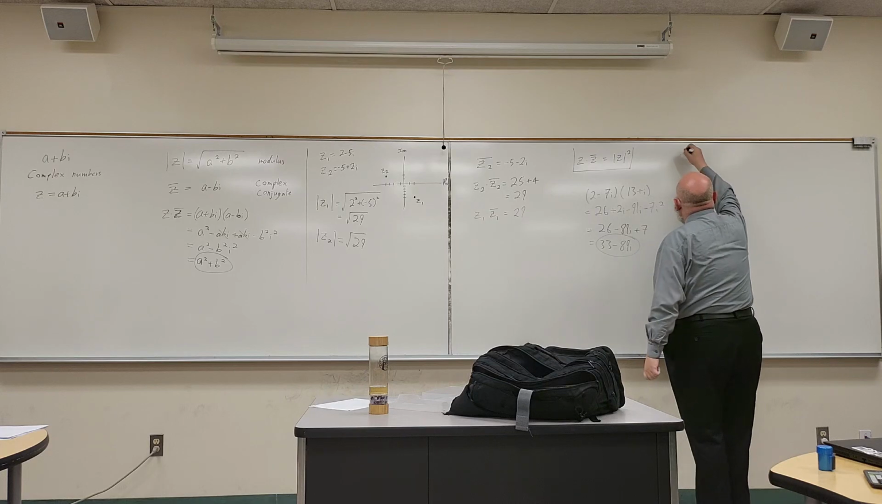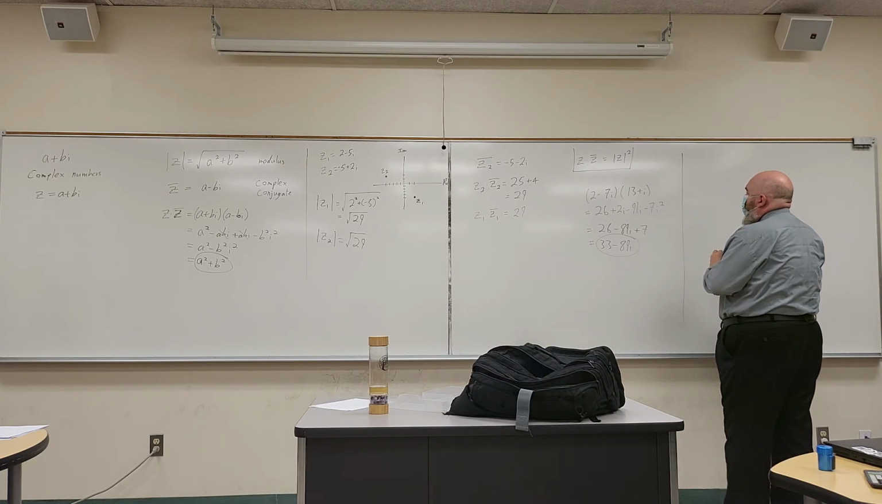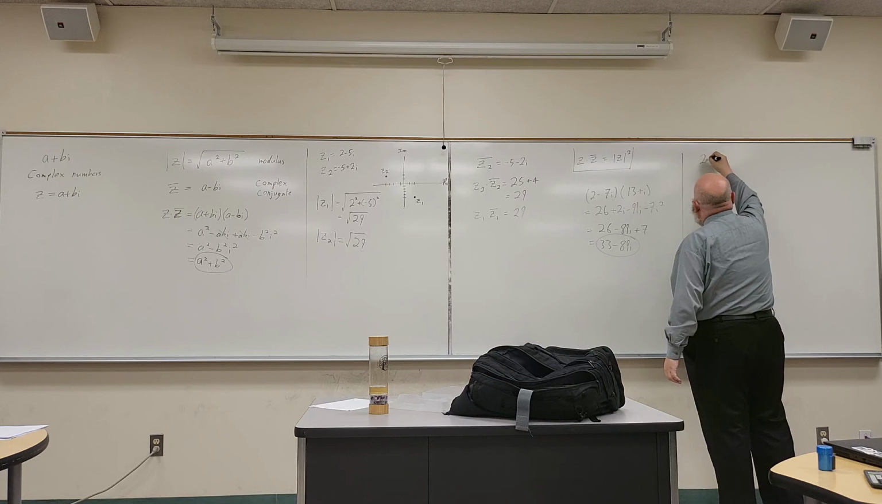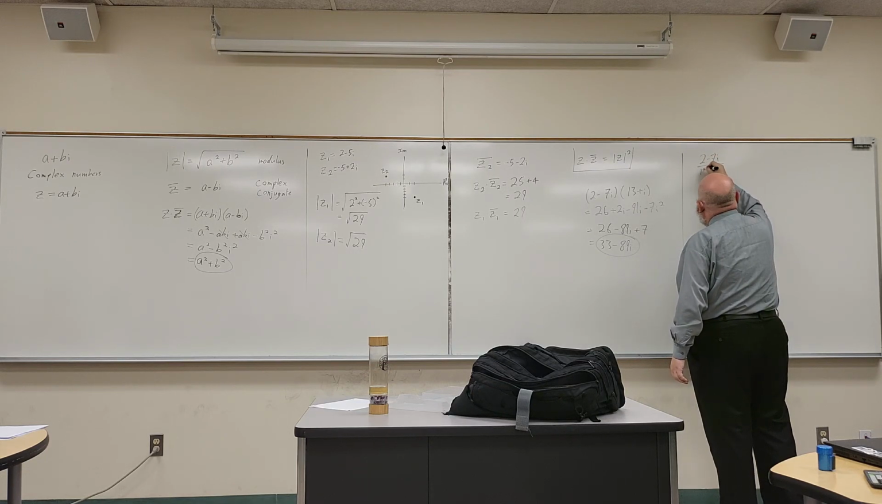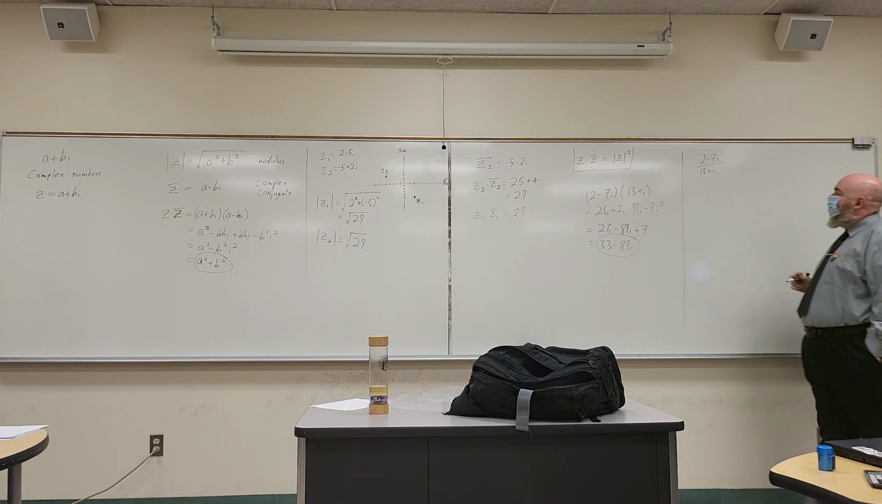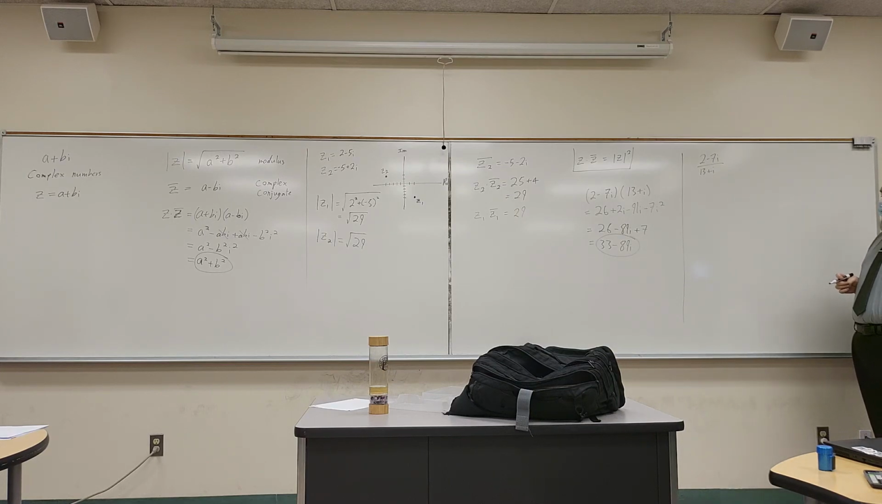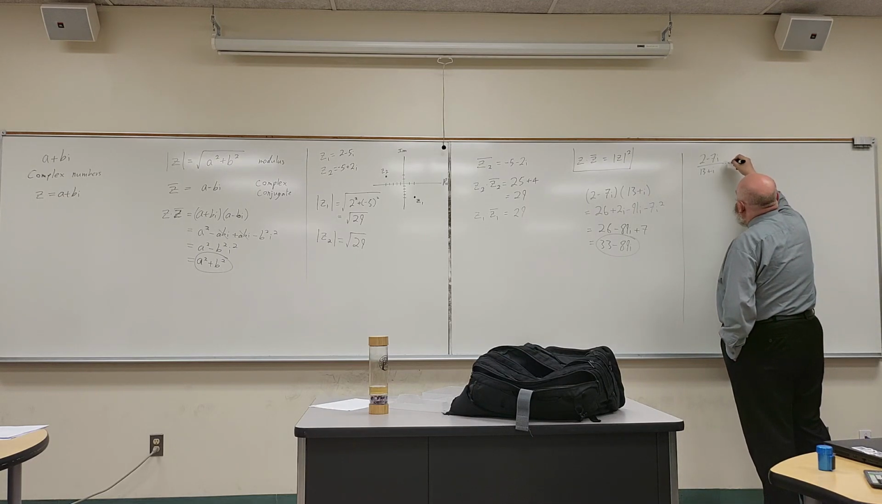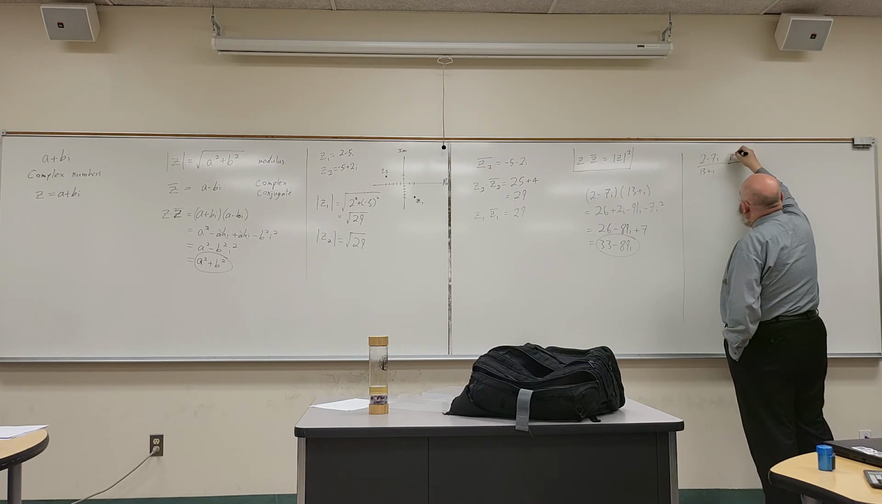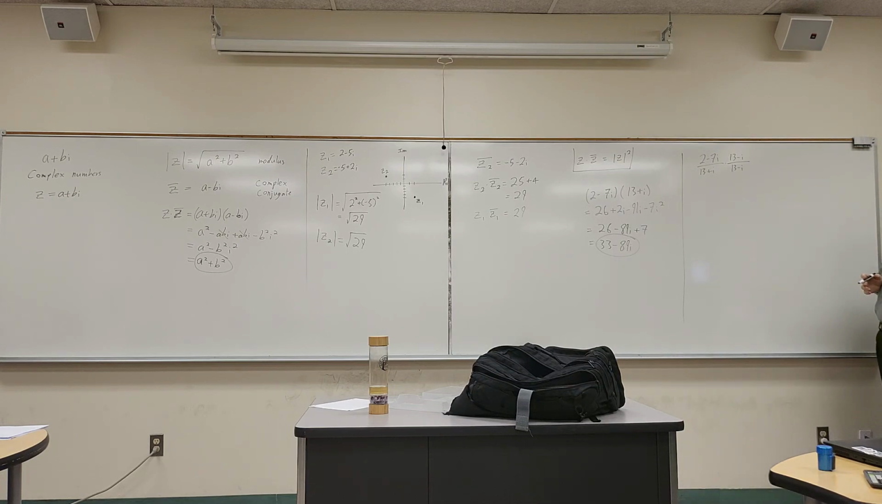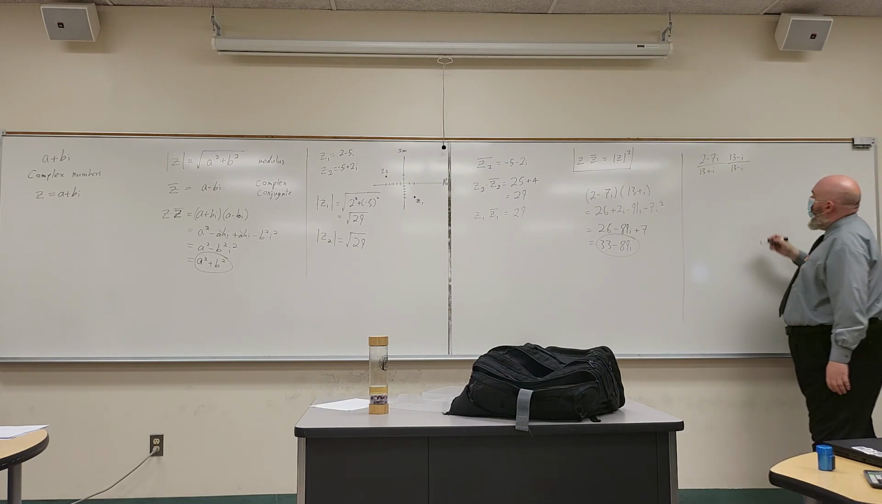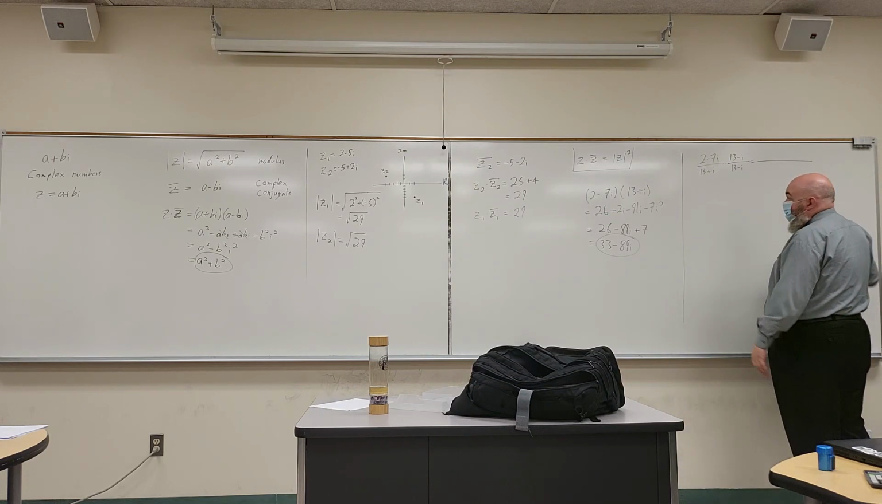For example, suppose I wanted to take 2 minus 7i and divide it by 13 plus i. That's a complex number, which means it should be expressed as a plus bi. Some real component, some imaginary component. How can I simplify that? Multiply by the conjugate. Complex conjugate of the denominator. Of course, we've done a similar operation in rationalizing denominators, so that's not exactly new.